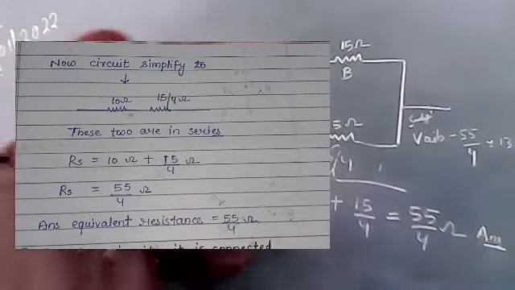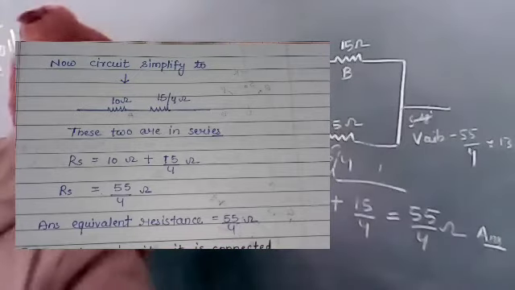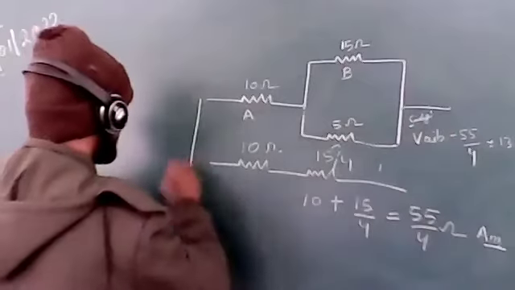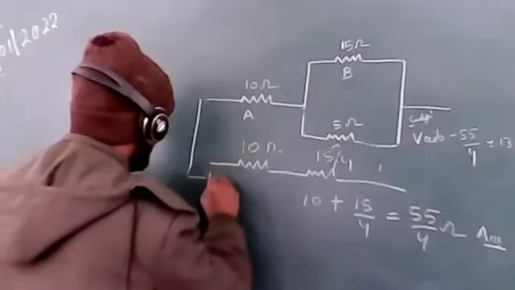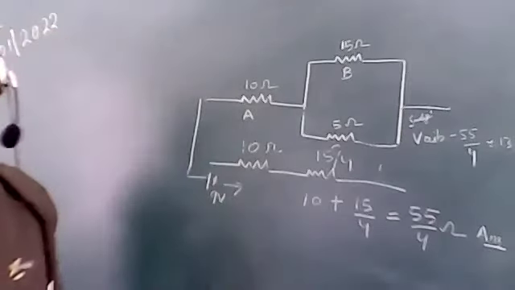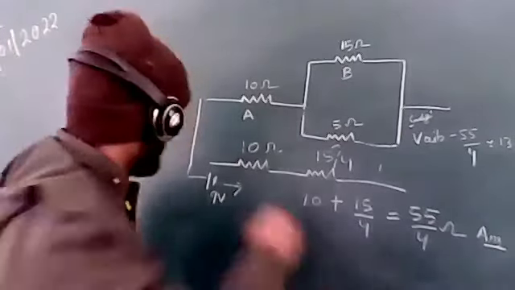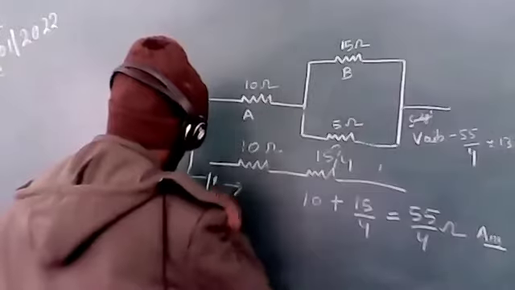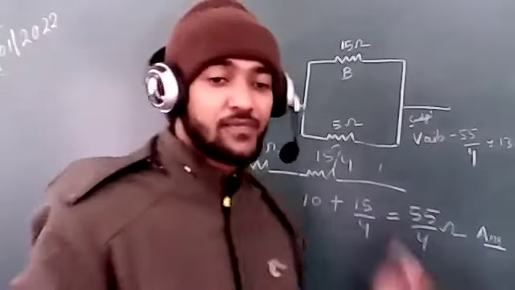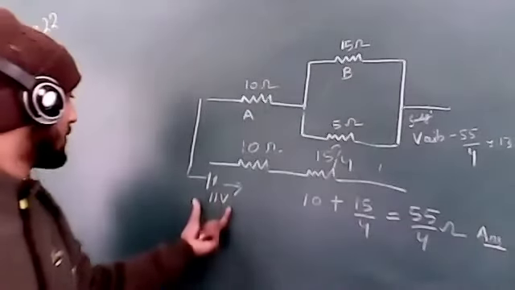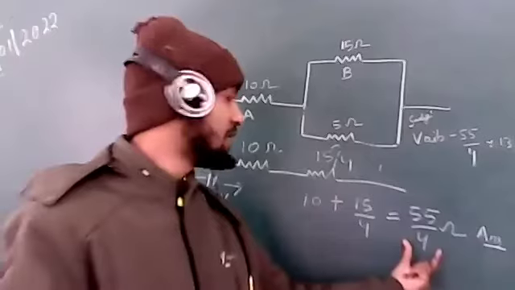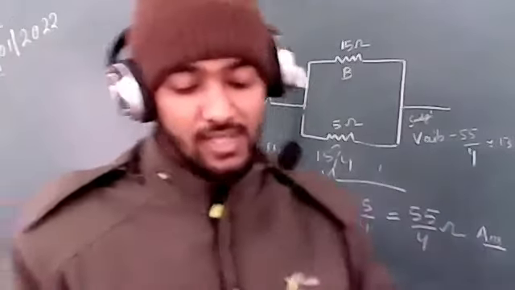Now, if I told you that this circuit is connected to a 9-volt battery, what will be the value of current? Calculate it. Or I can say an 11-volt battery. What will be the value of current? Calculate the current. It is connected to an 11-volt battery, and the resistance is 55 by 4. So you have to calculate the current.